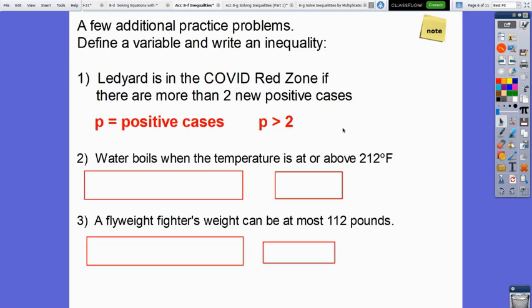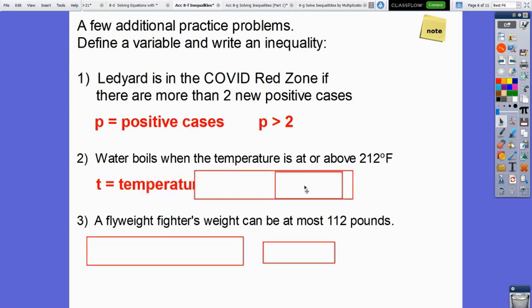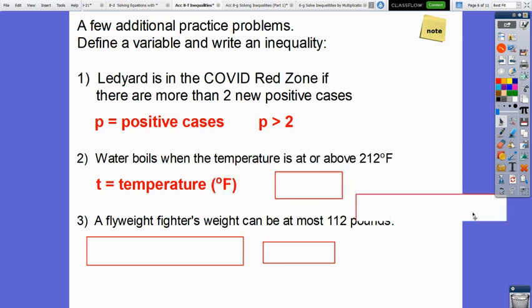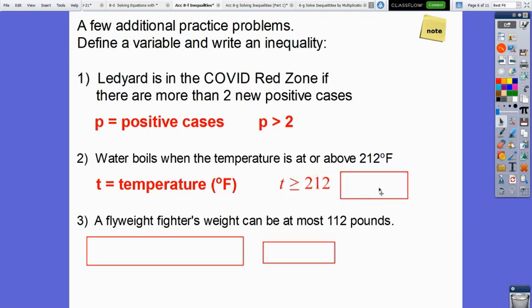Next one. Water boils when the temperature is at or above 212 degrees Fahrenheit. Defining the variable, there's units in this one, so you must have the units when you define your variable. It's not just temperature. Is it temperature in Kelvin, Celsius, or Fahrenheit? In this problem, it's in Fahrenheit, so you have to say that when you define the variable. You could just say T equals degrees Fahrenheit. That's fine also. Okay, at or above 212. So the temperature, T, must be at, that's equal to, or above. So it's greater than or equal to 212.